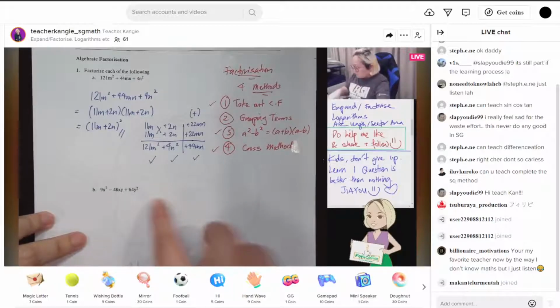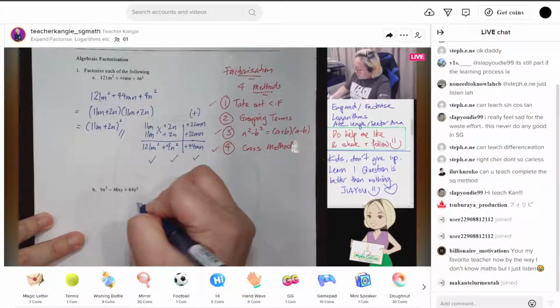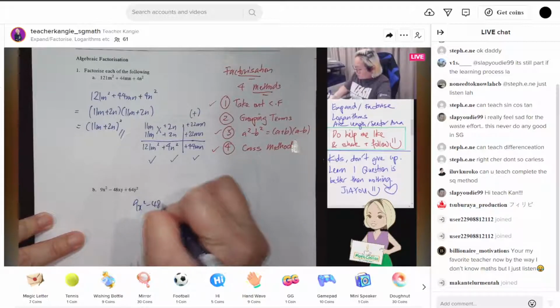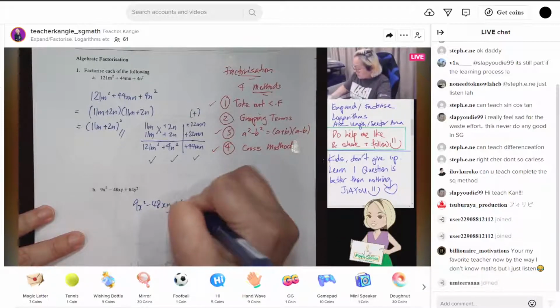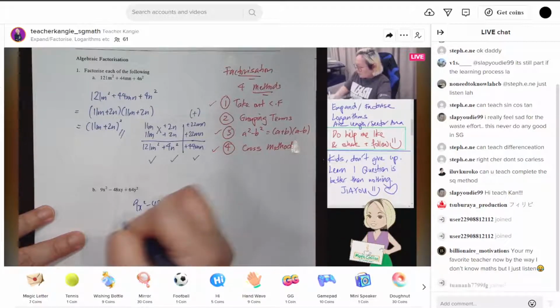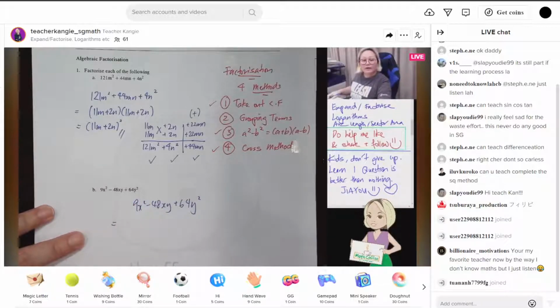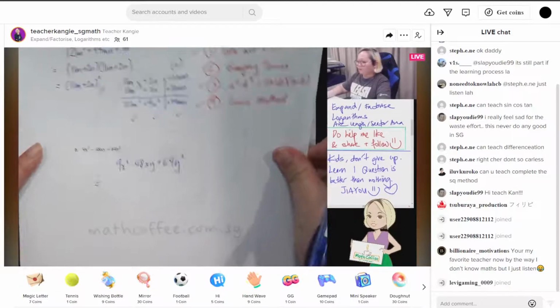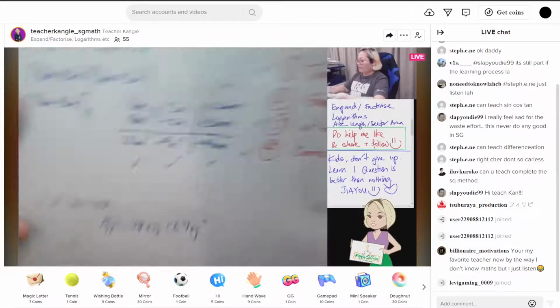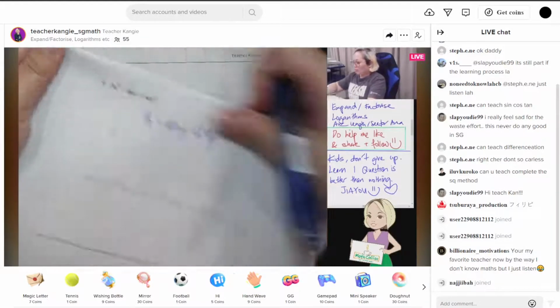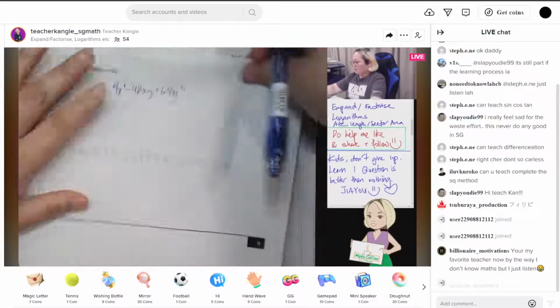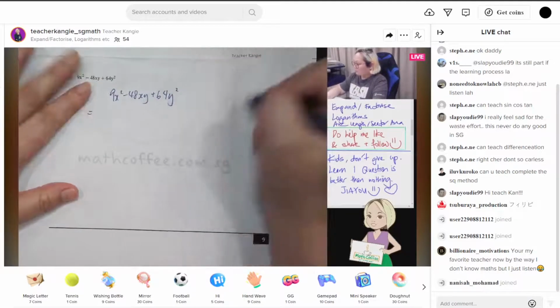Okay, so next one. Same thing: 9x squared minus 48xy plus 64y squared. Factorize this by using the cross method. Of course, before that, ask yourself, can I take out a common factor? No. So you straight away apply the cross method.